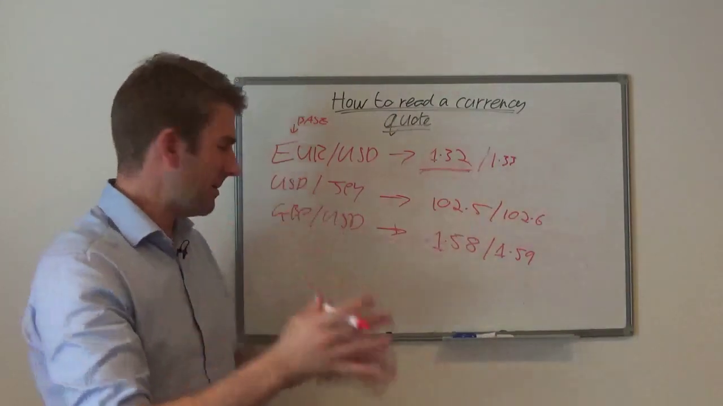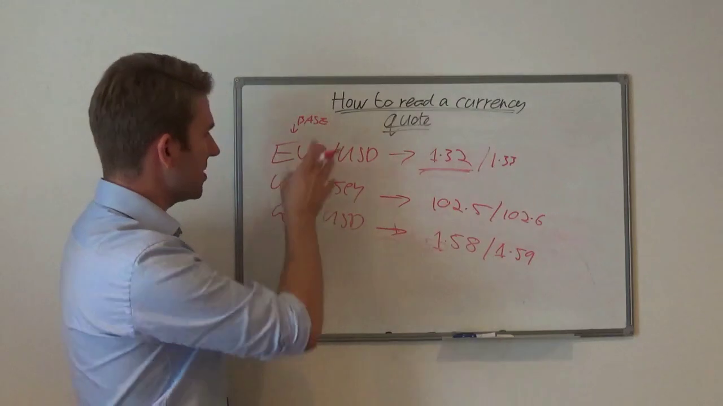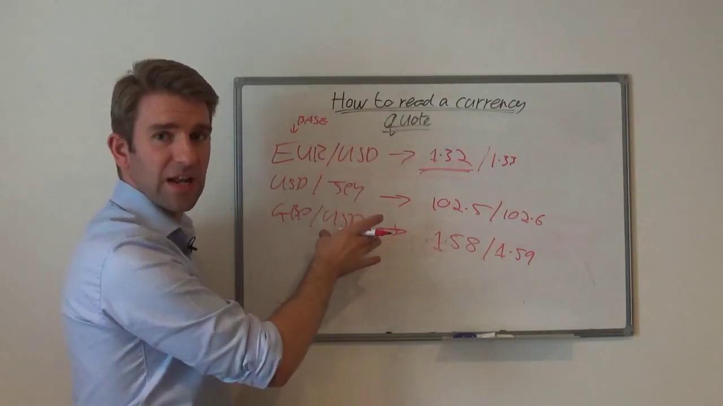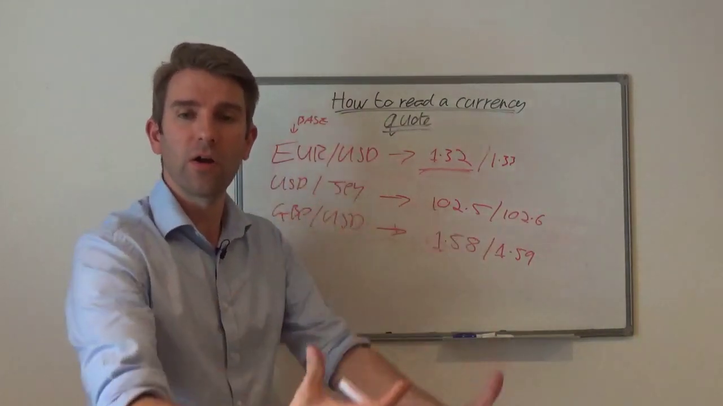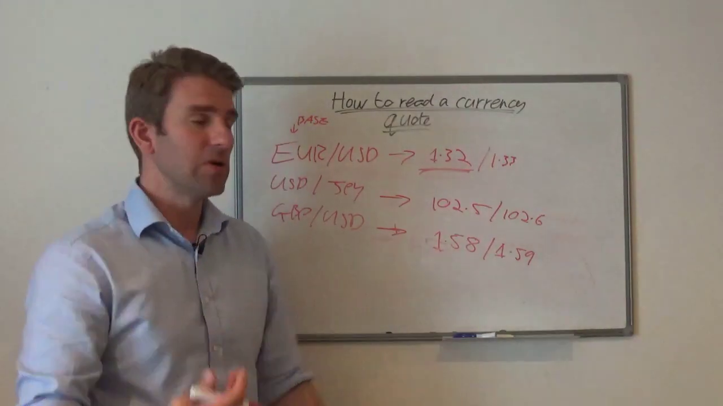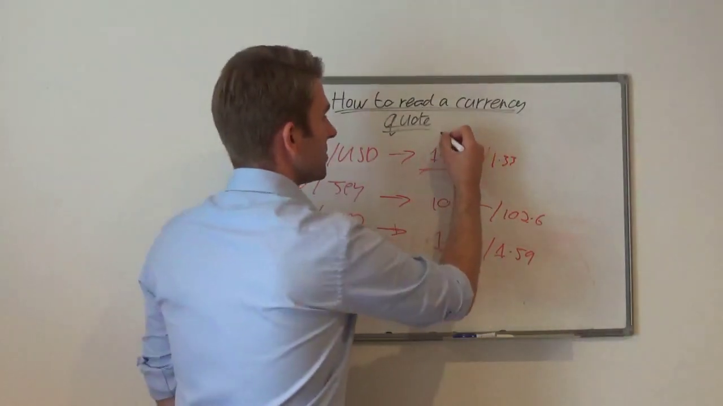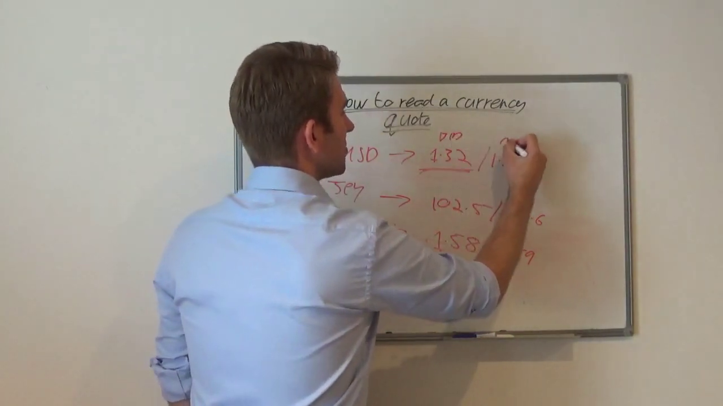Okay, always remember that the base currency is what you're buying. The second one is what you're selling. If you're going long, you're buying. If you're going short, it flips it on its head, which brings us nicely to this bid and ask situation.